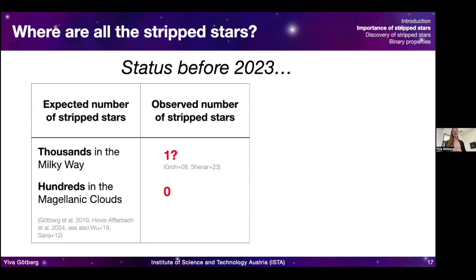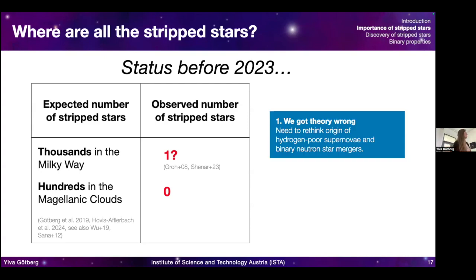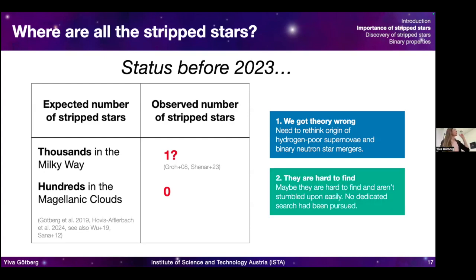So there were 2 alternatives we could see. The first, maybe we got the theory wrong here. Maybe this is not happening after all. It's a little bit demotivating, because then we would need to rethink a little bit the supernova and the gravitational wave progenitors, and kind of a problem, no? So I decided to think that they were just a little bit hard to find. So let's try and identify these stars.